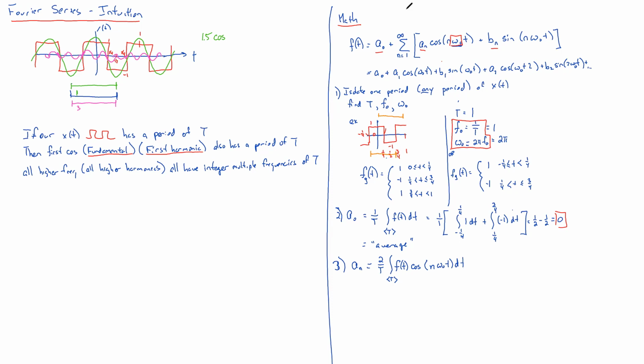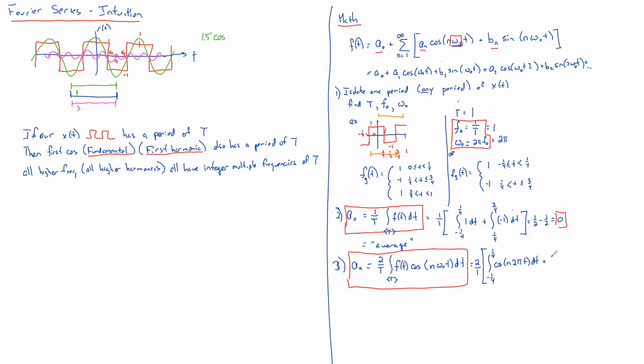So this is one for your study sheets, and this is one for your study sheets. And I'll work this out very briefly here. For this particular example, this would be 2 over 1 times, we're going to have to break that integral up into 2 different parts. So it's minus 1/4 to 1/4. F of t is positive 1 here. So this would be times cosine of n omega naught, which we said is equal to 2 pi t dt.